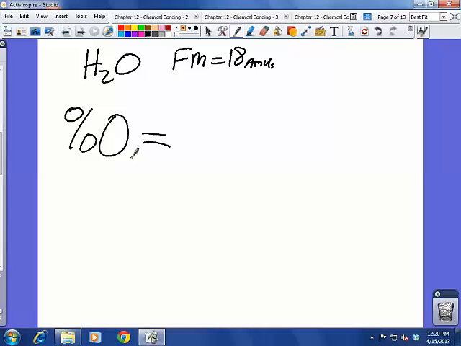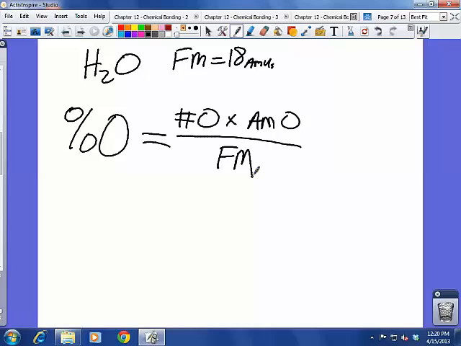Well, I know it's kind of a weird example, but we do the same thing here. I say, well, I need to figure out how many oxygen atoms I have in this molecule. Multiply that times the atomic mass of oxygen. Divide that by my total, which in this case is my formula mass. And then finally, multiply by 100%, because we want a percentage.